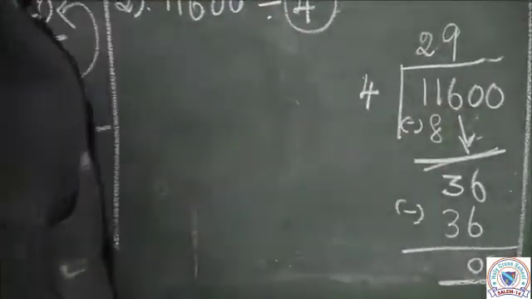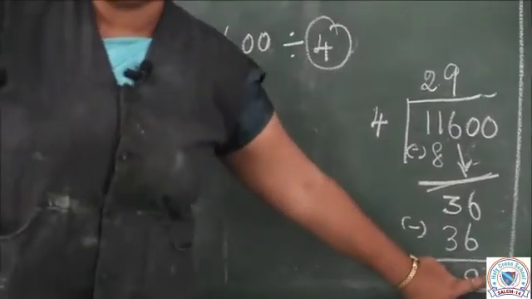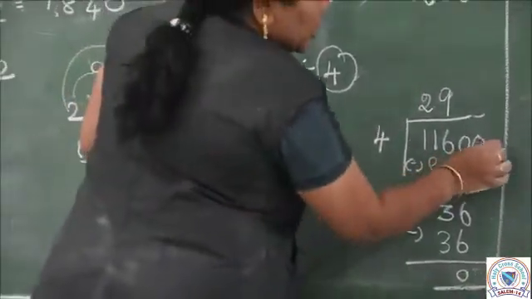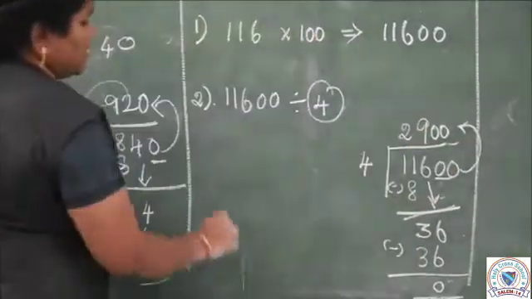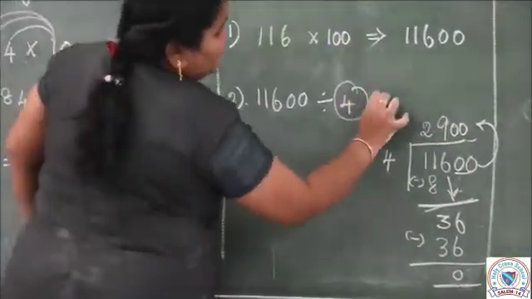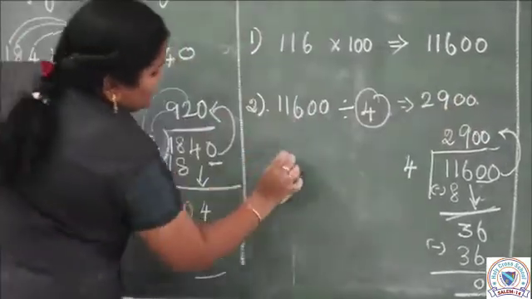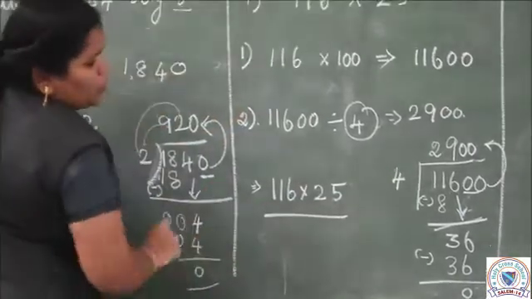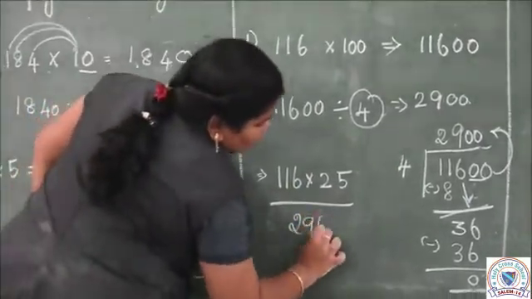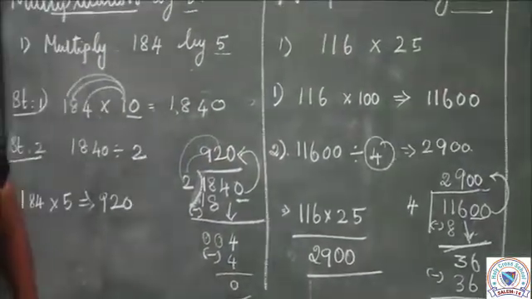Next you have the number 0. If you bring down 0, it doesn't have value. So take these 2 zeros directly to the quotient. So the answer will be 2900. If you multiply 116 into 25, you will get 2900. Is it clear, children?